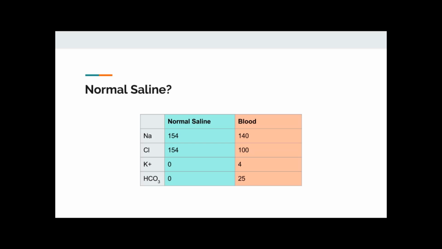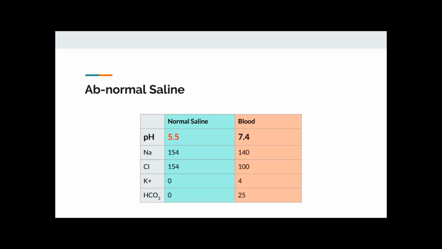And so they just put in a bunch of salt and water to make it as osmolar as blood. But they left everything else out, okay? So if I took your blood and I replaced it with normal saline, so if I gave you 10 liters of normal saline immediately, that's what your sodium would be, right? So what's the pH of normal saline? It's super low, right? It's 5.5. So if I take a patient who's already sick, who's already acidotic, and I slam him with 5 liters of normal saline, what am I going to do with their pH? I'm going to make it worse, right?